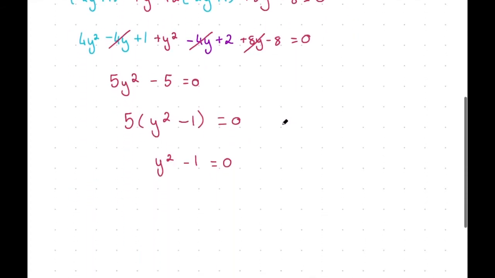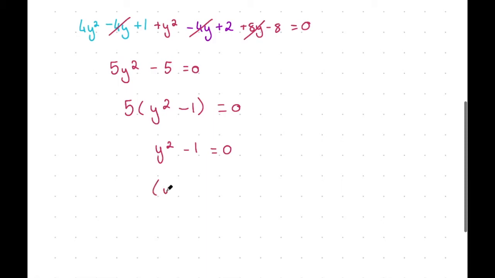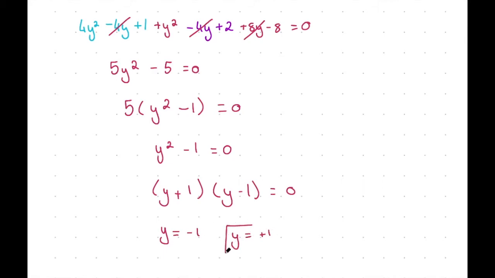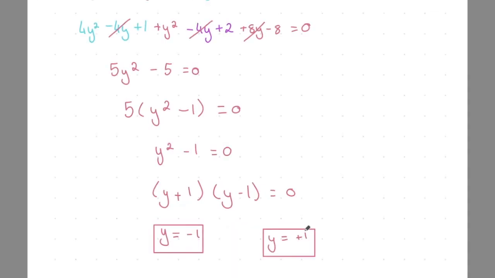So what I have to do here is use the difference of 2 squares. So I'm going to have y plus 1, y minus 1 to give me y squared minus 1. And in that scenario then I get y is equal to minus 1 and y is equal to plus 1. So I get 2 values for y. Now because we're looking for coordinates, not just y values, we need to figure out what the x value is.